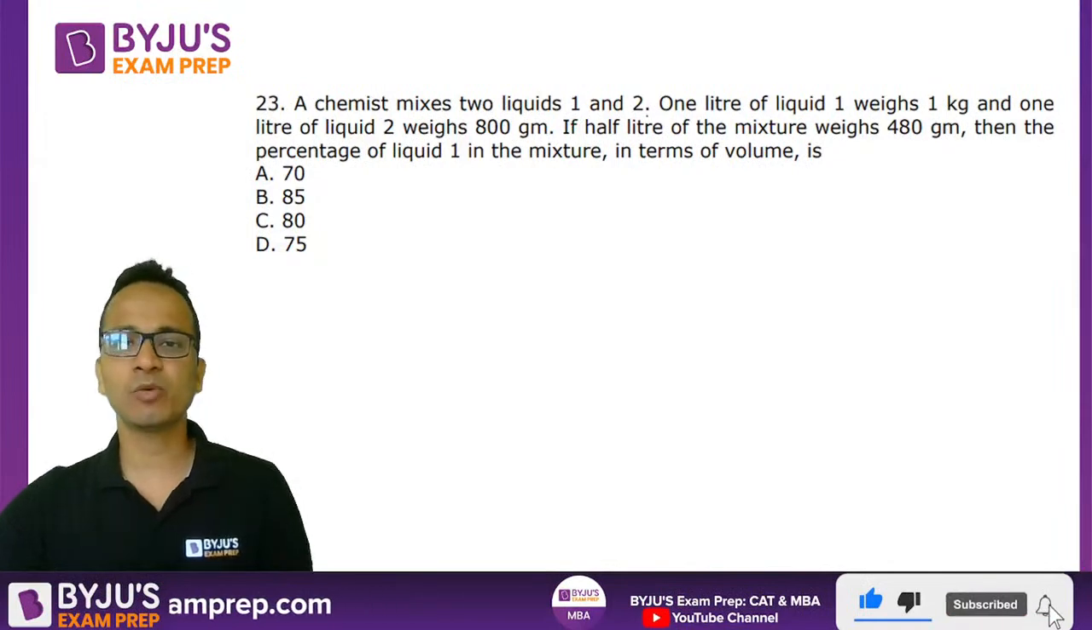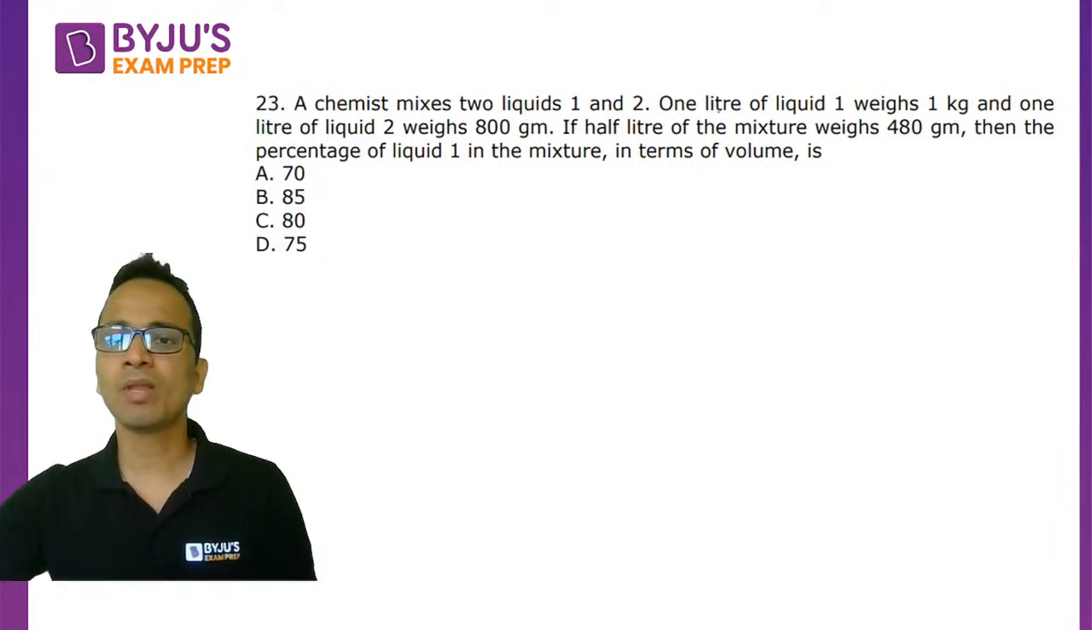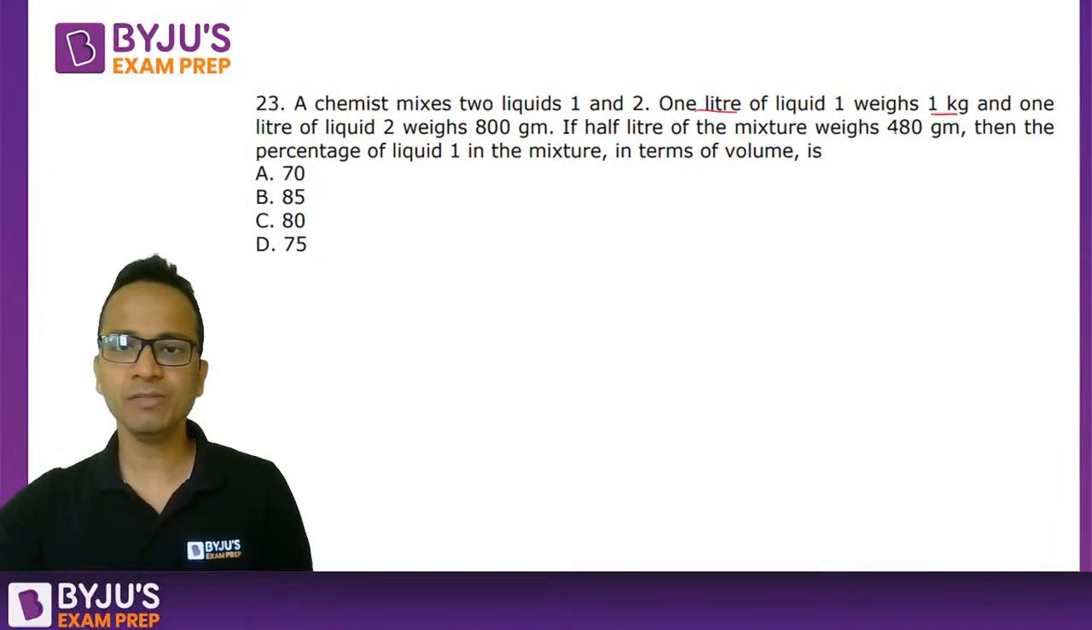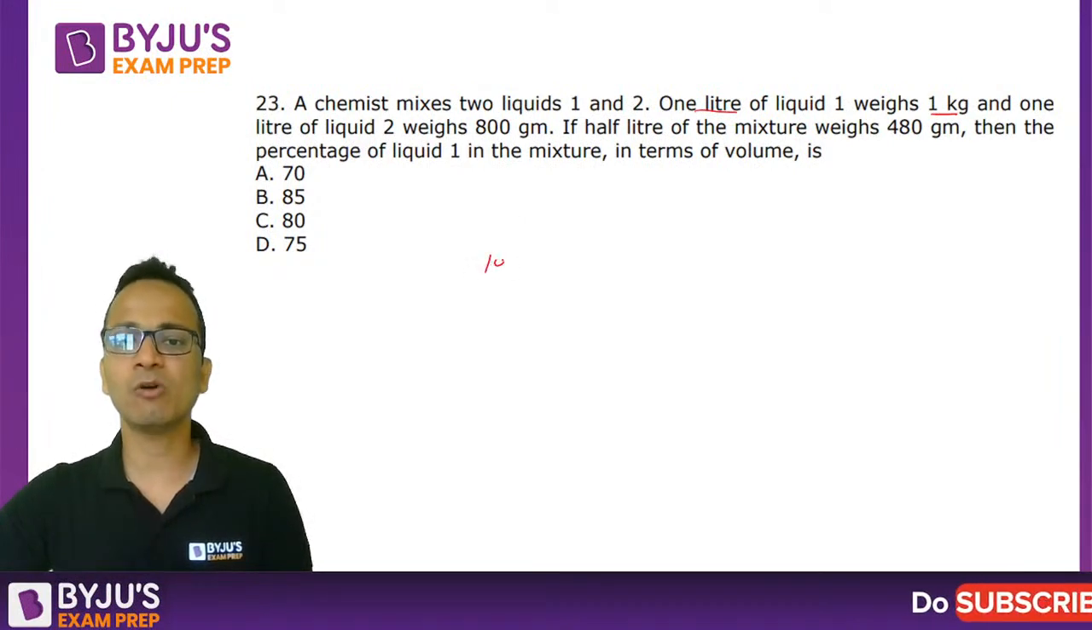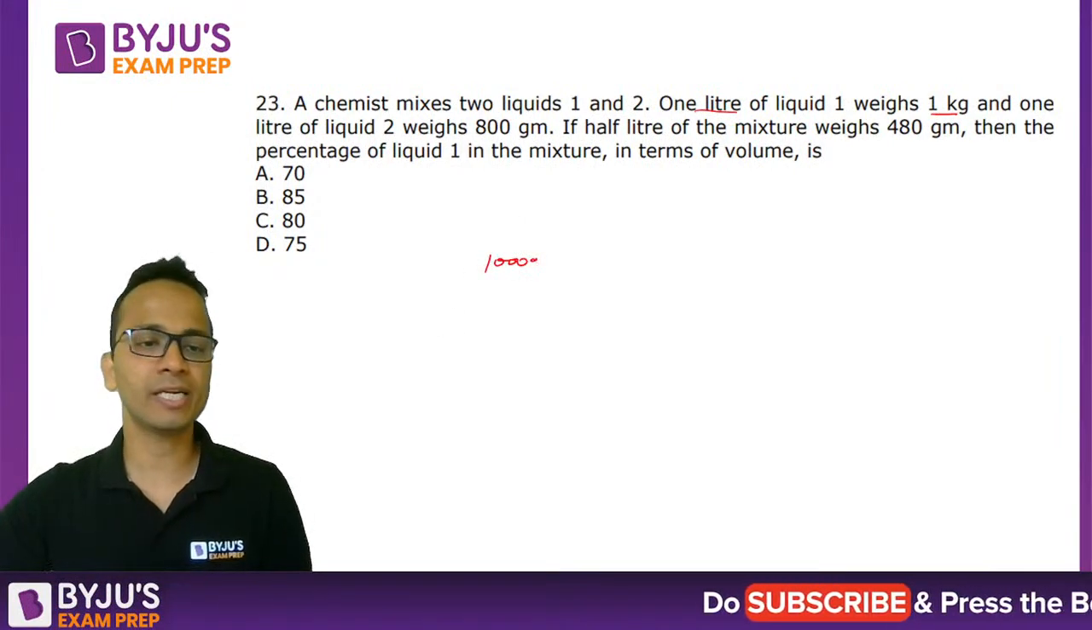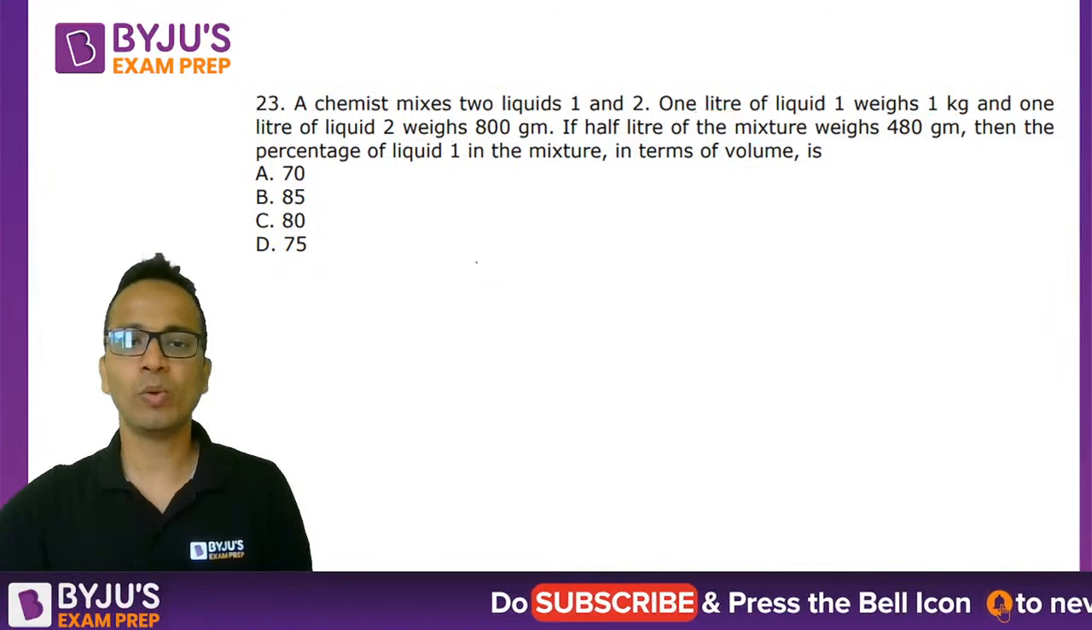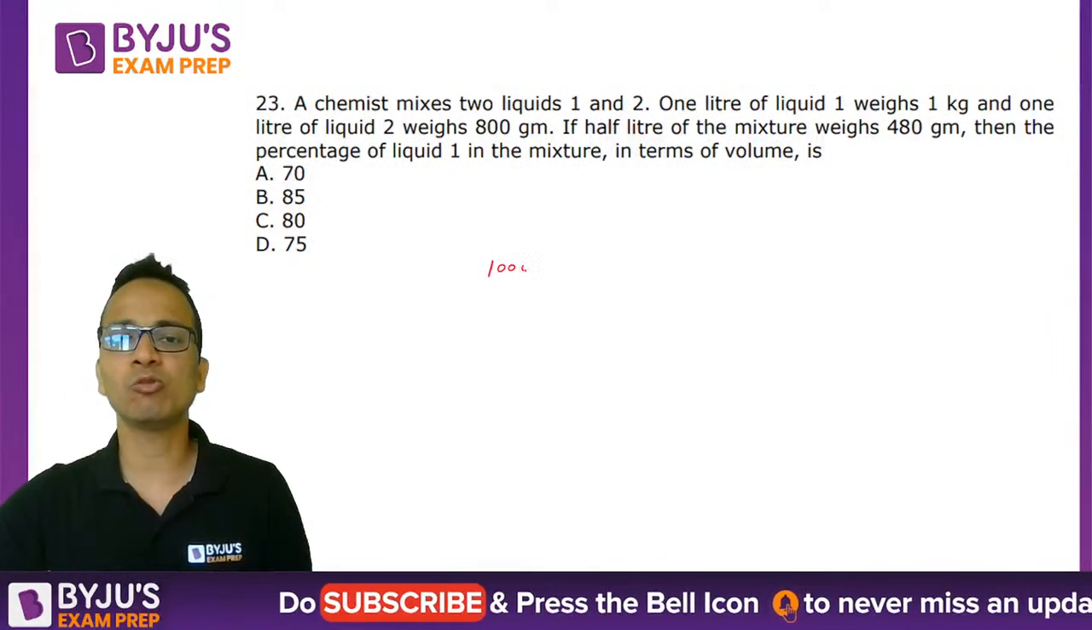So a chemist mixes liquid 1 and liquid 2. Liquid 1 liter weighs 1 kg. So 1 liter weighs 1000 grams. I can write it like this. So 1 liter of liquid 1 weighs 1000 gram.